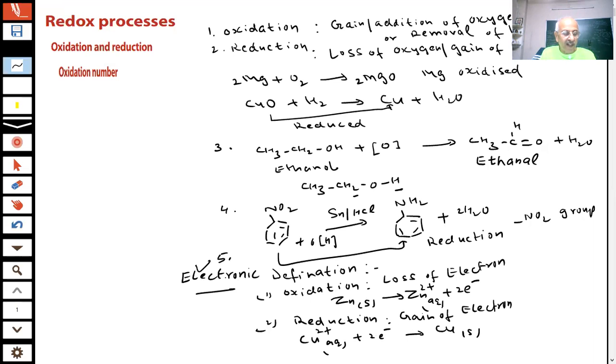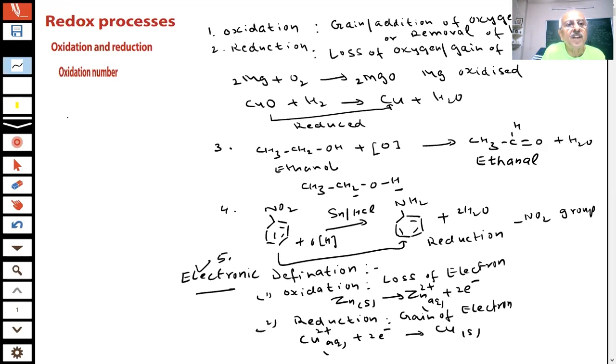But one thing is clear: oxidation means losing the electron, and reduction means gain of electron. But these two things have to happen simultaneously, student. It is not possible that oxidation will take place alone. There has to be something to accept the electrons. Oxidation and reduction must take place together. If oxidation is taking place, there will be reduction also taking place.